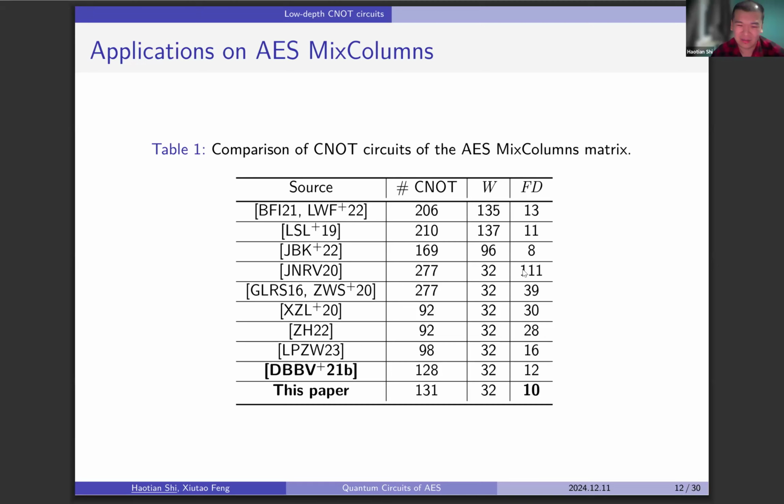Let me introduce the improvement. The previous works either optimize based on some classical circuits or they use the matrix decomposition method, and their method is not depth oriented. Some researchers optimize the existing circuits. Our method, we try to use a depth-oriented search method, so we obtain a great improvement.